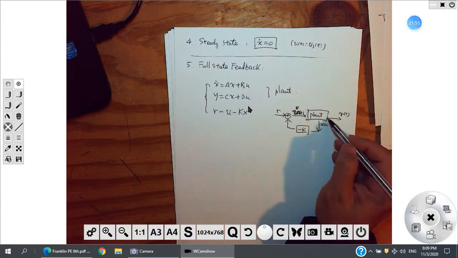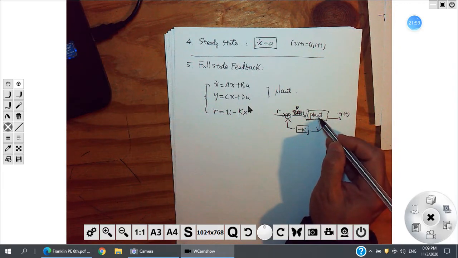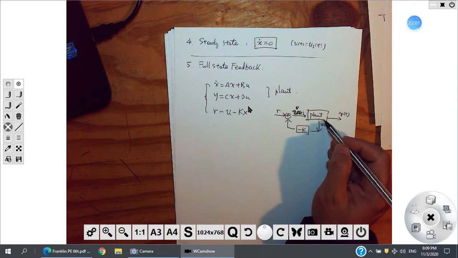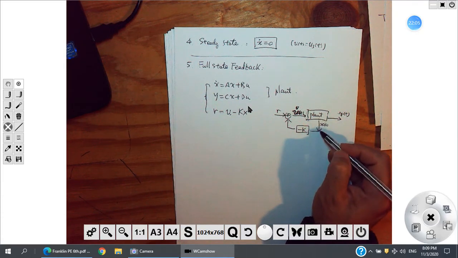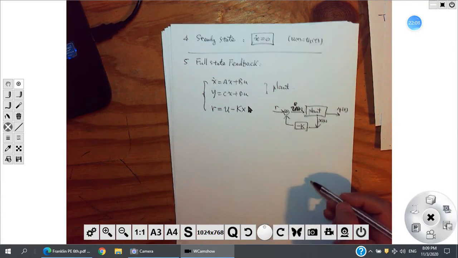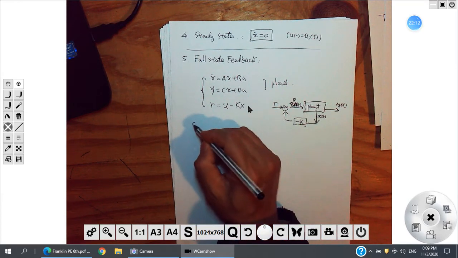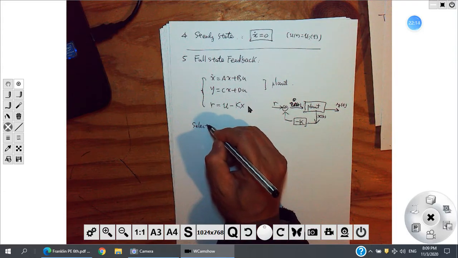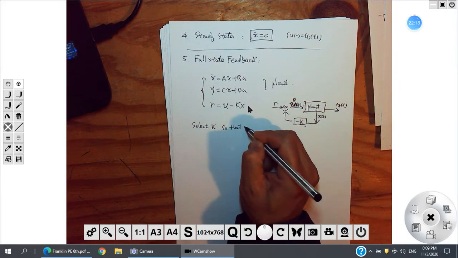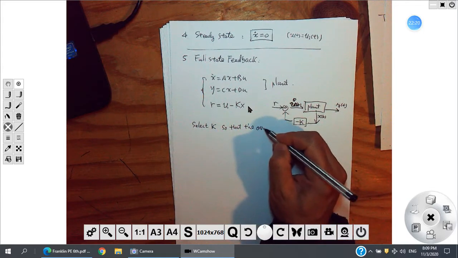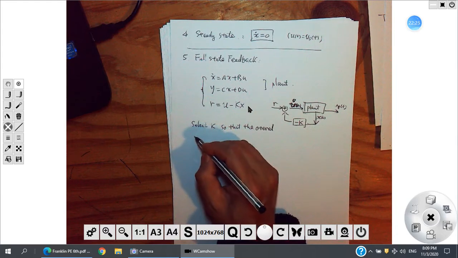So u of t as input to the plant. The plant will give output y of t. And of course, here for the full state feedback, we just need x. We do not use y. We use x to give the feedback. Right? So this is full state feedback. Then we can select K so that the overall system, the overall closed loop system.